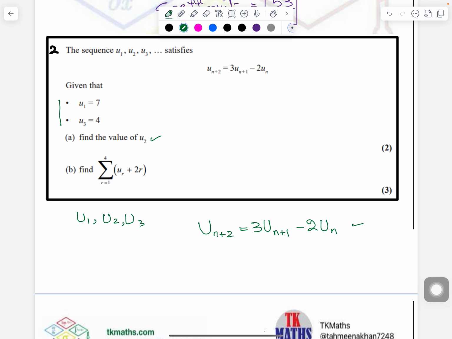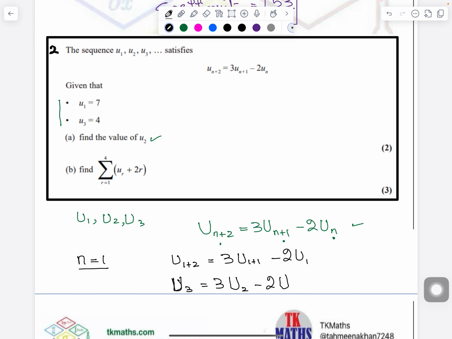Now if you focus here, this is n, this is 1 more than that, n plus 1, this is n plus 2. So if I put n is equal to 1 here in this formula, let's see what happens. 1 plus 2, this is just telling you which term you are talking about. 1 plus 1, and in place of n I'm writing 1. So what did I get? Term 3 is equal to term 2, because 1 plus 1 is 2, and term 1.